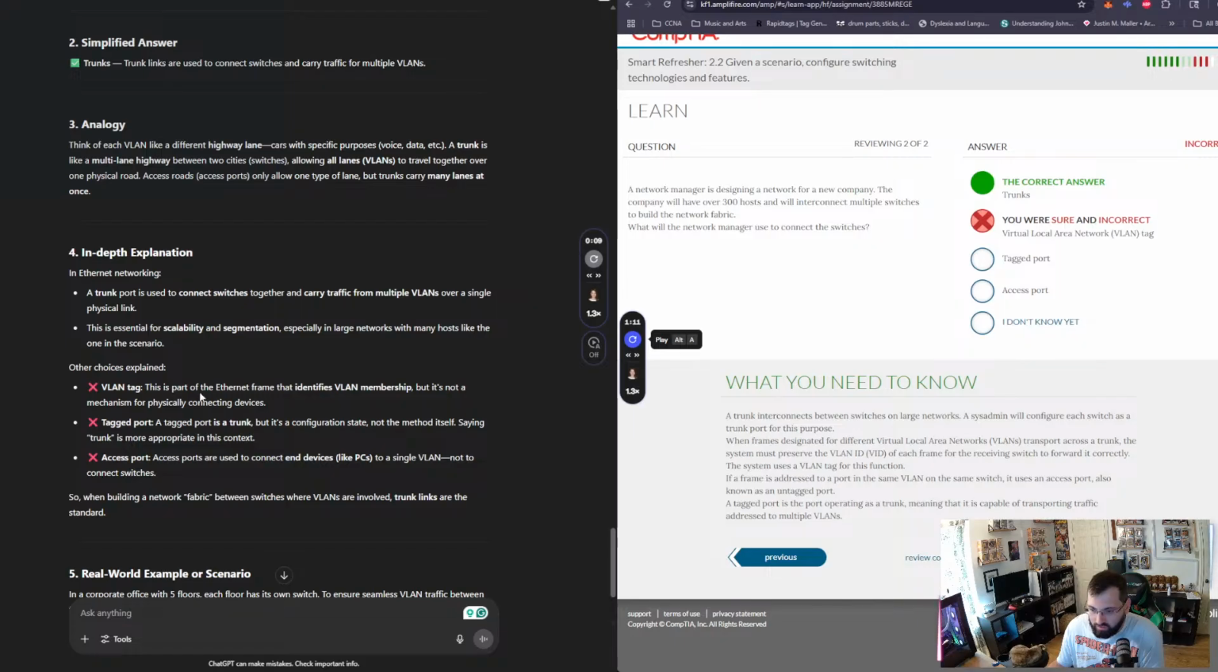VLAN tag. This is a part of the Ethernet frame to identify VLAN membership.